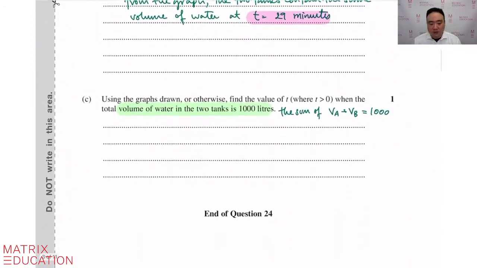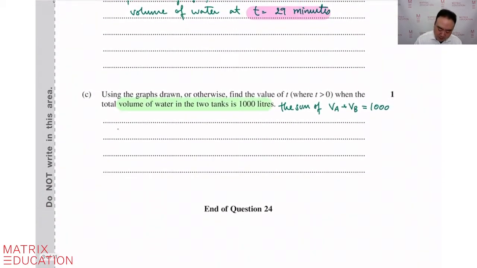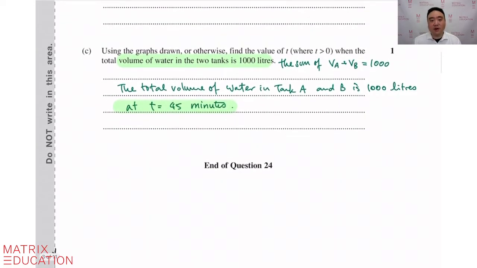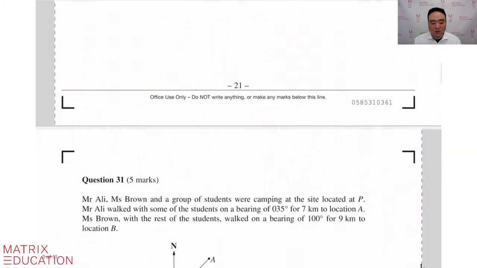So the total volume of water in tank A and B is 1,000 liters at T equals 45 minutes. And that is the answer to this question, right? At T equals 45 minutes. Now that's the first question. One question down. Let's have a look at the second one.